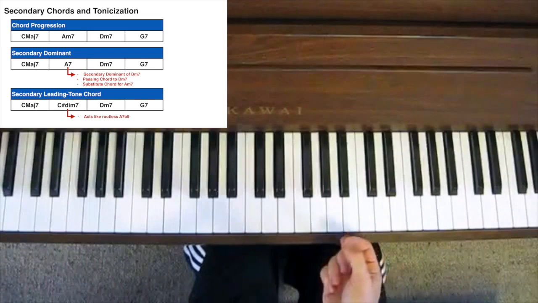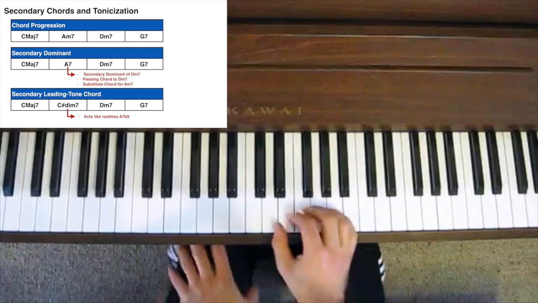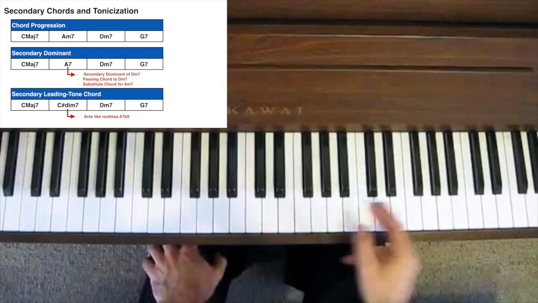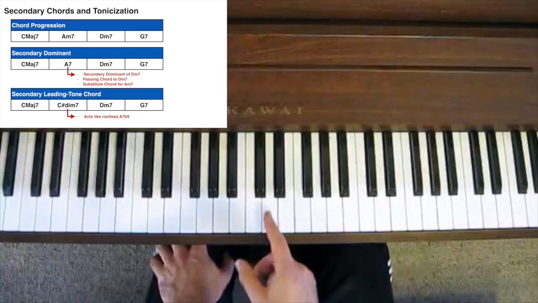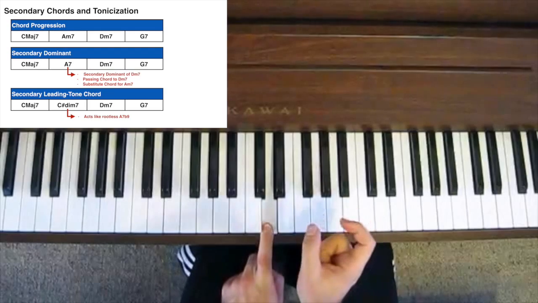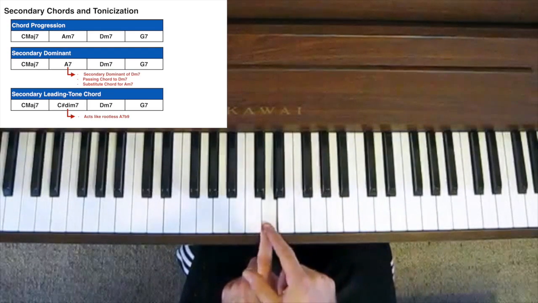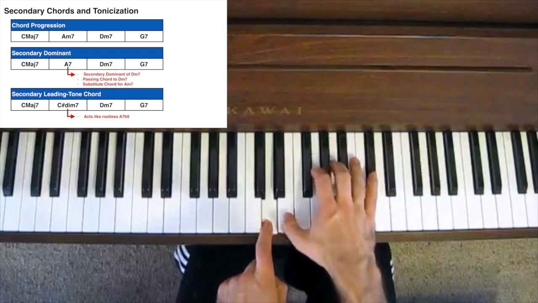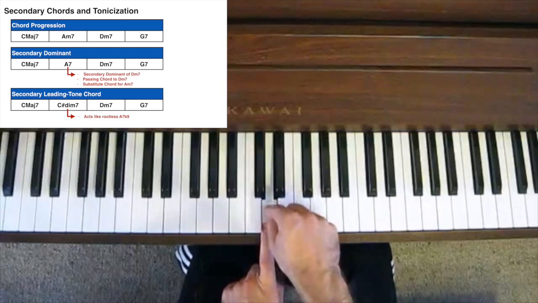So essentially that's all tonicization really means. It means picking a different chord in the chord progression, in this case the D minor 7, and turning that into a temporary secondary tonic chord by inserting the dominant fifth from the point of view of that chord.